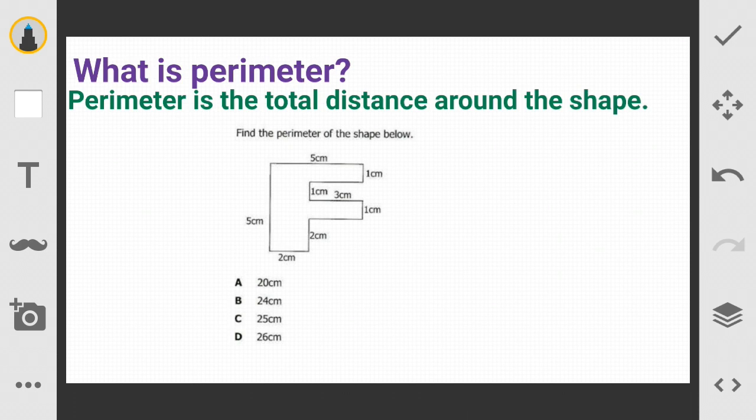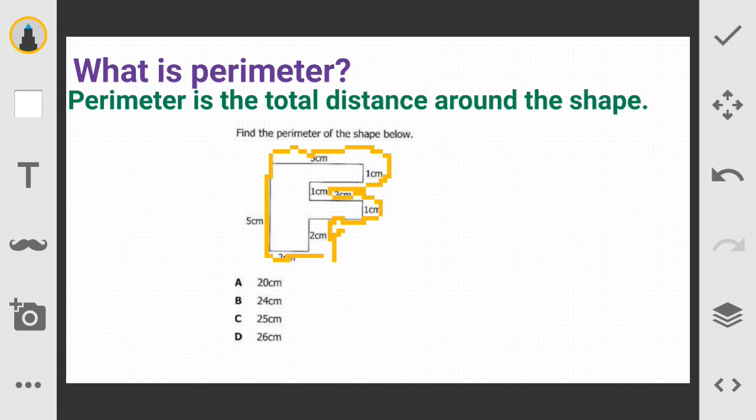So what I mean is, for instance, if you start here on the bottom where there is 2 centimeter, you need to go around the whole shape. Then you calculate. You add all the figures. Then you have found the perimeter of this shape.